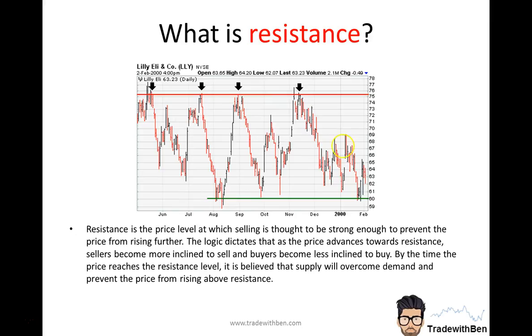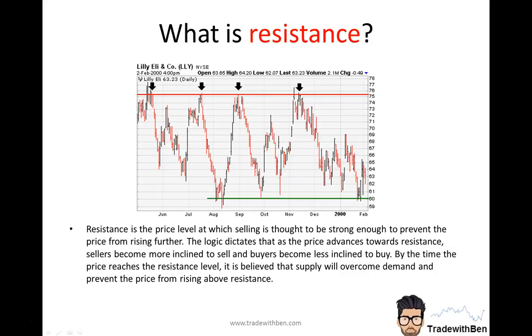So what is resistance? Resistance is the price level at which selling is thought to be strong enough to prevent the price from rising further, like over here. The logic dictates that as the price advances towards resistance, sellers become more inclined to sell and buyers become less inclined to buy. By the time the price reaches the resistance level, it is believed that supply will overcome demand and prevent the price from rising above resistance.